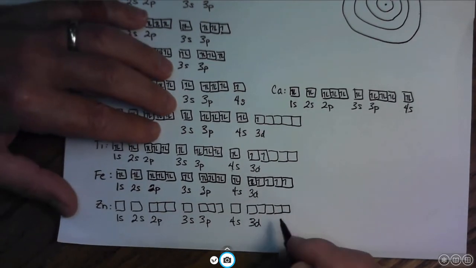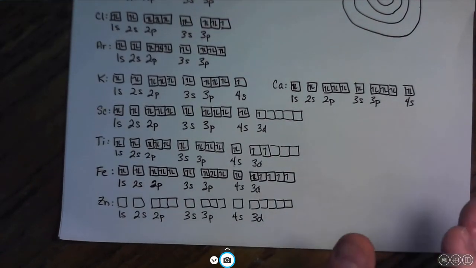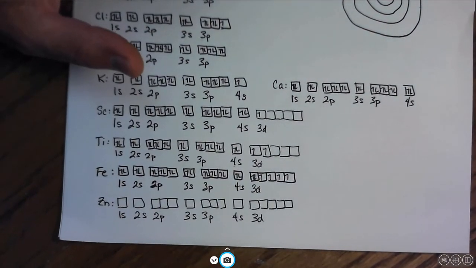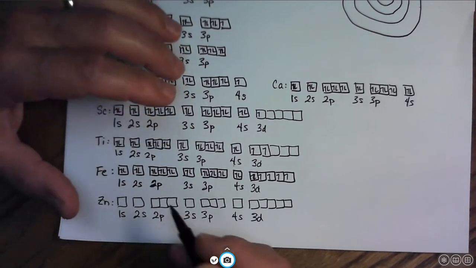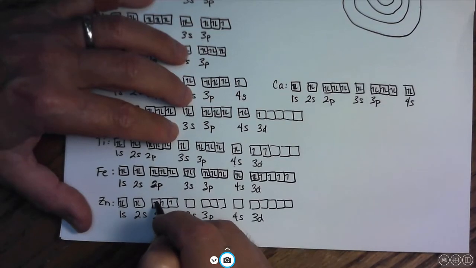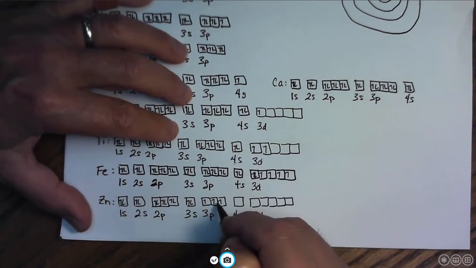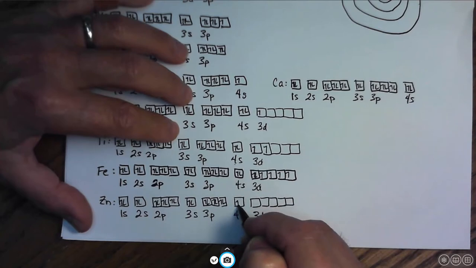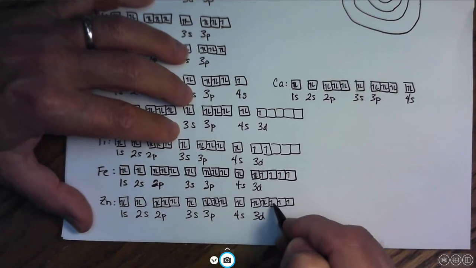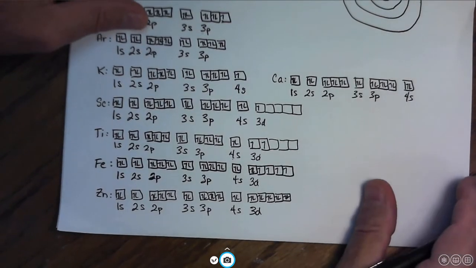All right, help yourself out. If you're just copying down notes, it's not helping you. I want you to stop, pause the video, and try and fill this in for zinc, using this pattern we talked about. And then restart the video. All right, so that's the orbital notation for zinc.